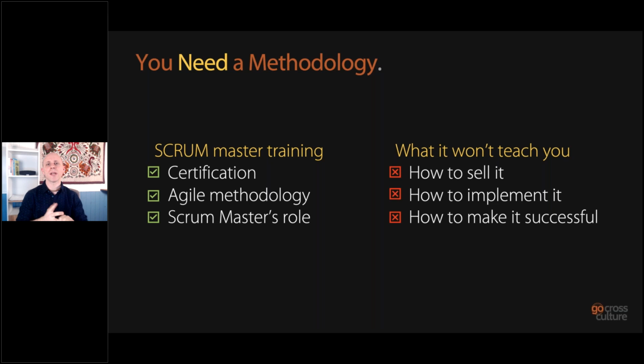Scrum Master training is good. We get the certification from it. We understand the mechanics of the Agile methodology. We establish what a Scrum Master's role is. But what a certification by itself won't do for us is tell us how to sell it. What are the emotional considerations? How do you package it up? How do you transition and implement it? How do you make it successful? Because that is for us to work out. That's where a methodology comes into it, to take a structured process. How do we go through this?